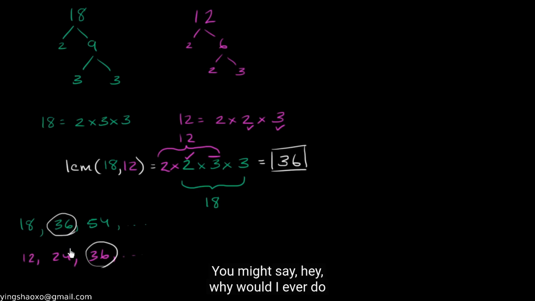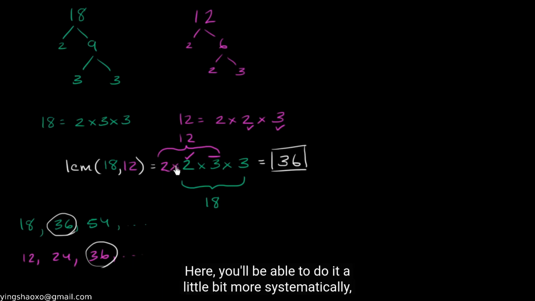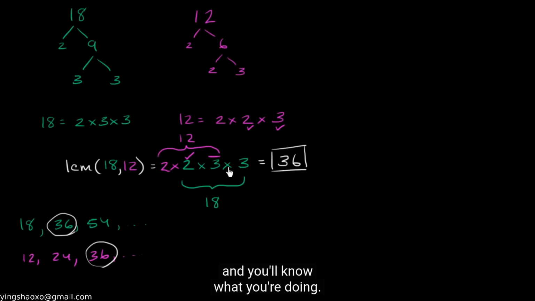It is 36. You might say, why would I ever do the prime factorization as opposed to this? A couple of reasons. This one is kind of fun because you're actually decomposing the number and then building it back up. Also, this is a better way, especially if you're doing it with really, really large and hairy numbers, where you keep trying to find all the multiples. You might have to go pretty far to figure out their least common multiple. Here, you'll be able to do it more systematically and you'll know what you're doing.